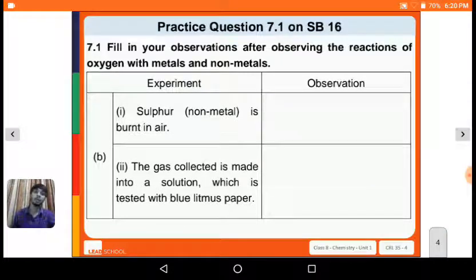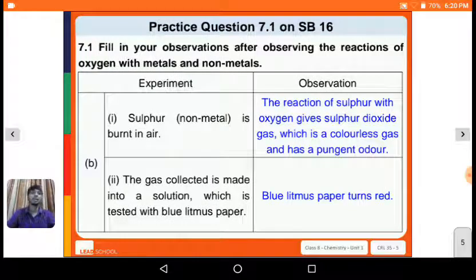Next, sulfur is a non-metal which burns in air. So क्या होगा? It reacts with oxygen and makes sulfur oxide gas, which is a colorless gas and has a pungent odor. Then the gas collected is made into a solution which is tested with a blue litmus paper. So blue litmus paper turns red.